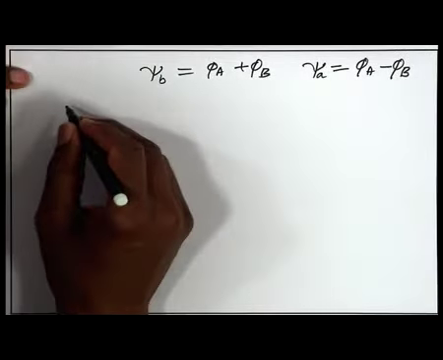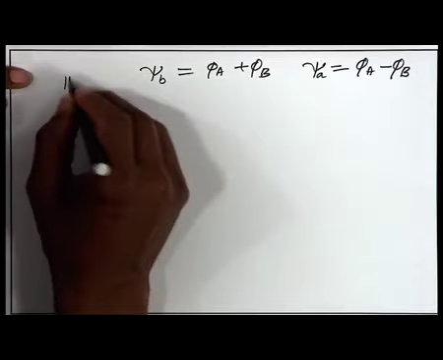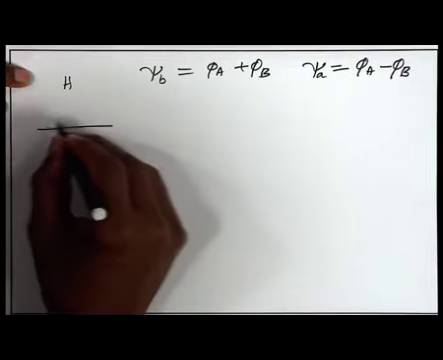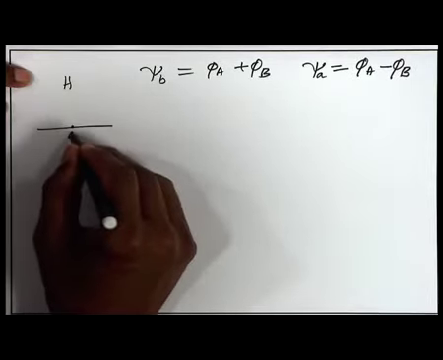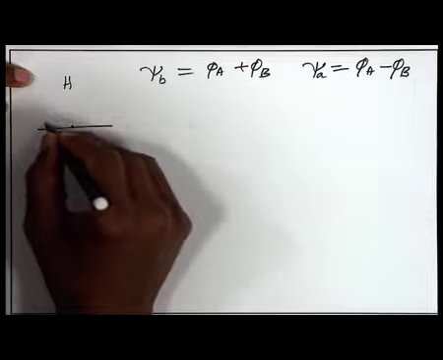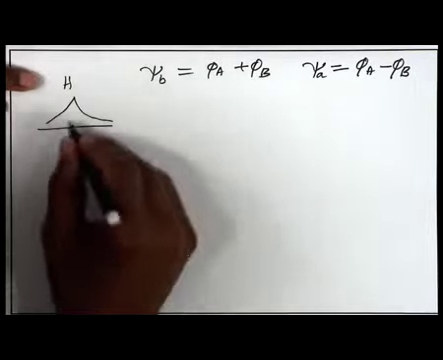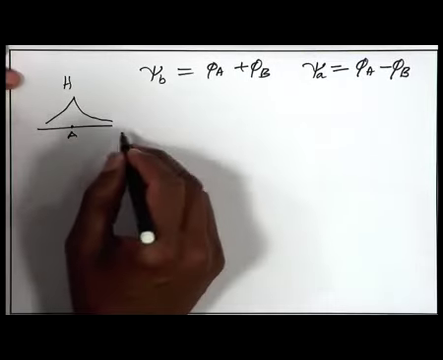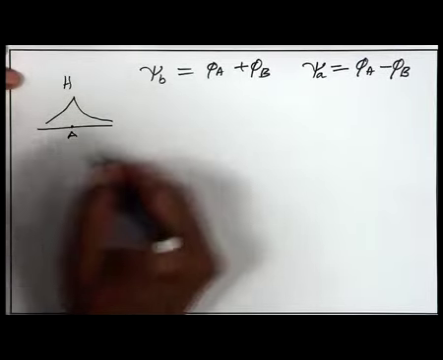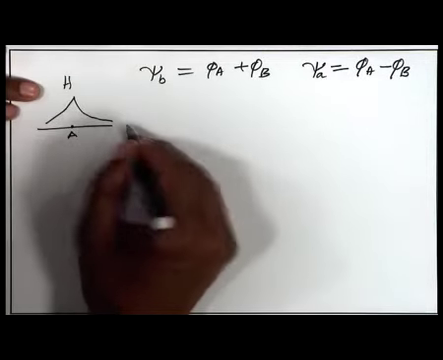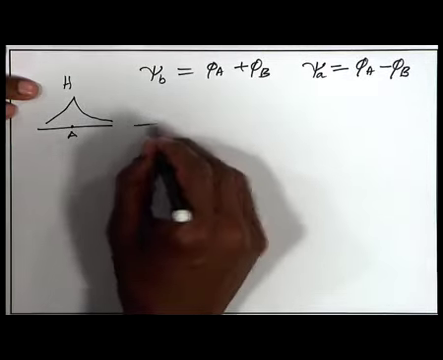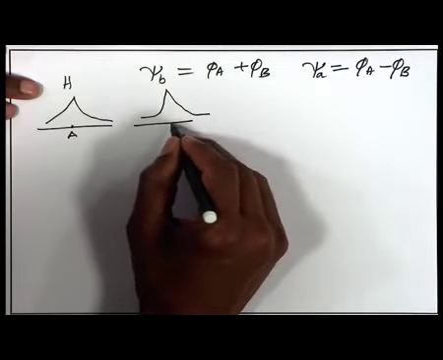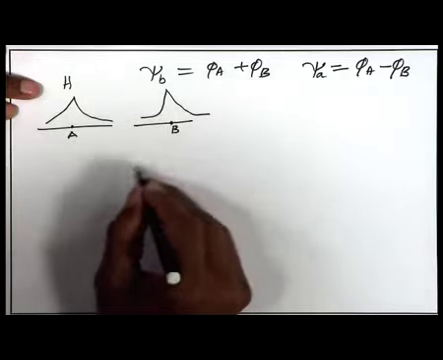Now, you have studied that for the hydrogen atom, the probability function for the electron looks like this. Suppose this is hydrogen atom A, and its probability density function is given like that. Similarly, atom A is approached by atom B, which also has the same electron probability density function. So, this is atom B.